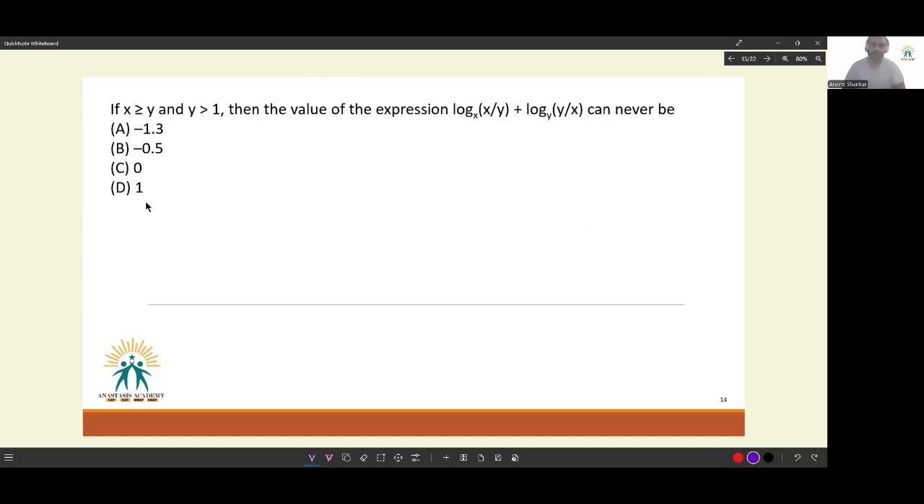Next, if x is greater than y and y is greater than 1, then the value of the expression log x upon y to the base x plus log y upon x to the base y. Which of the following values can it never take? Okay. First, I will open it up.